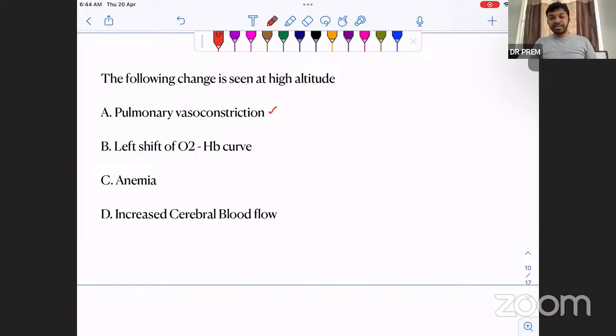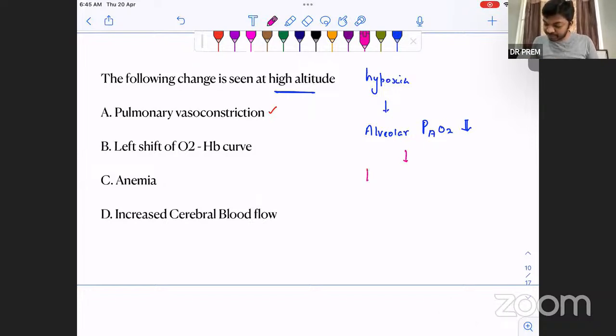Pulmonary vasoconstriction is the right answer. Good. Now, why pulmonary vasoconstriction and why not other things? When it comes to high altitude, first thing first, there is going to be hypoxia. Because of hypoxia, there will be a drop in alveolar oxygen, alveolar PaO2. The partial pressure of alveolar oxygen is going to be significantly reduced. When alveolar oxygen is less, this will lead to constriction of pulmonary capillaries.